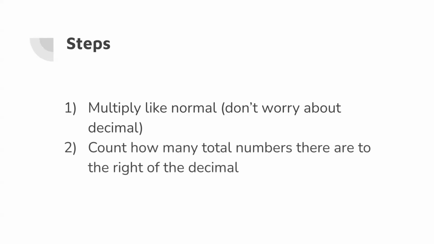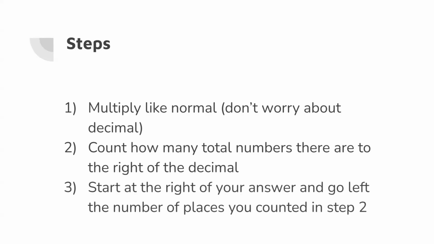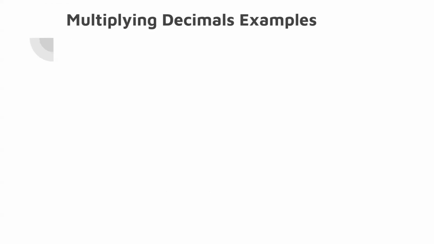Two, you're going to count how many total numbers there are to the right of the decimal. Start at the right of your answer and go left the number of places you counted in step two. This may seem confusing, but I'm going to show you with an example how easy it is.